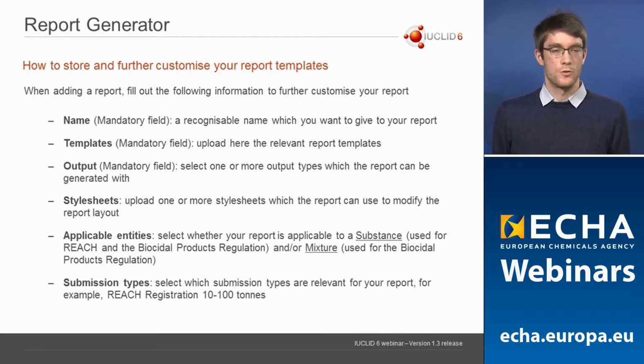You can also upload your style sheets relevant to a report. This affects the layout. So for instance, if you're viewing it in a landscape or portrait mode, affecting the fonts and paragraph aligning, things like that. And you can also define the applicable entities for the report. So basically this means that whether the report should be generated with a substance or a mixture product. You can also define the submission types the report is relevant for. So for instance, the REACH registration 10 to 100 tons can be selected.